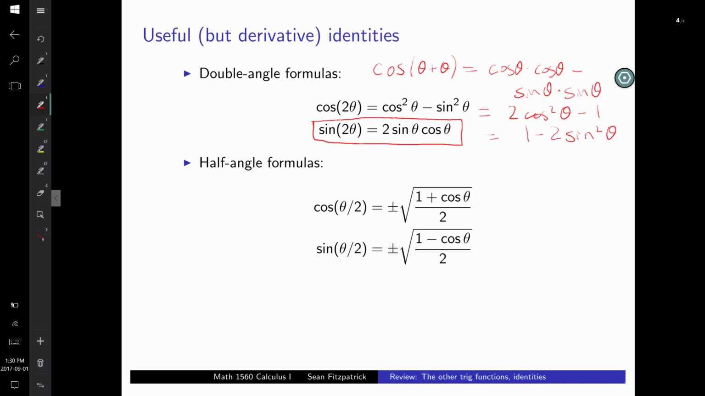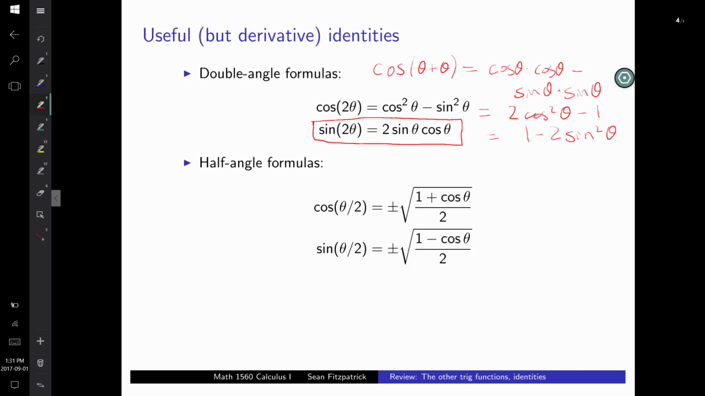Now, if you play around with the double angle formula for cosine, you can rearrange things and work out values for when you want to calculate cosine of half an angle. So cosine of theta over 2, sine of theta over 2 are given by these square roots. There is a plus minus out front. The way you deal with that plus minus is by simply being aware of what quadrant you're in.